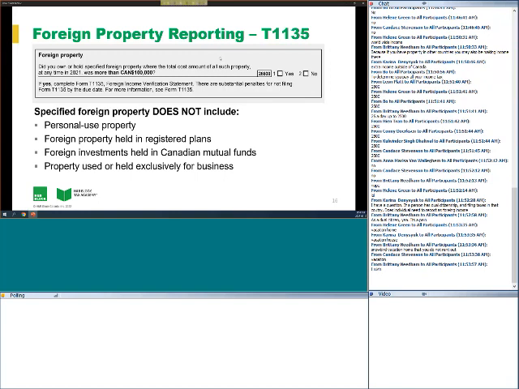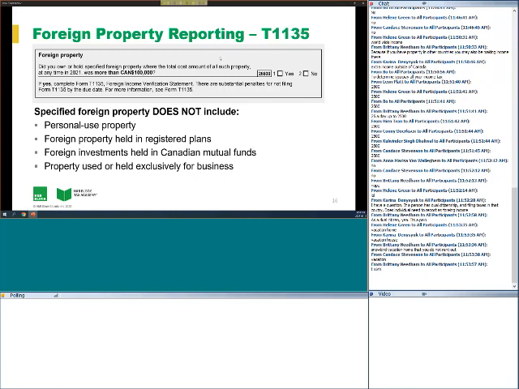Good. Other things, a yacht, that would be personal use property. Maybe your yacht is docked in Switzerland. I don't have one, but other people might. That would be personal use property that you do not need to include on a T1135. Okay.